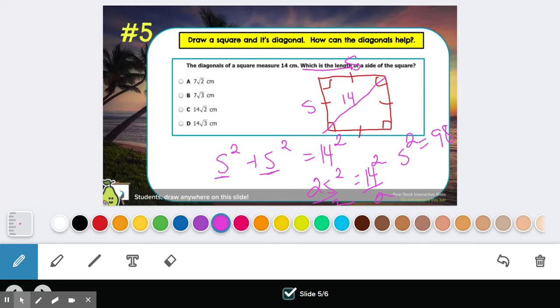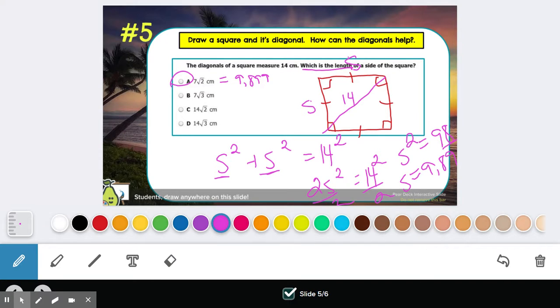You can find the radical of that, or you can put it into your calculator and do the square root of 98, which is 9.899 repeating. S equals 9.899. So then I'm going to write it as 7 times the square root of 2. If I put this in the calculator, I get 9.899. That looks to be my answer.